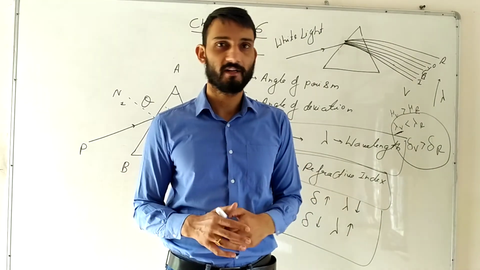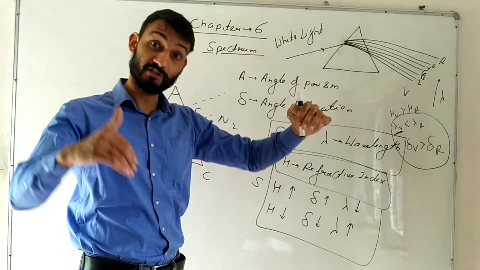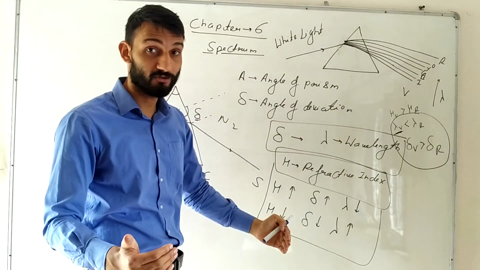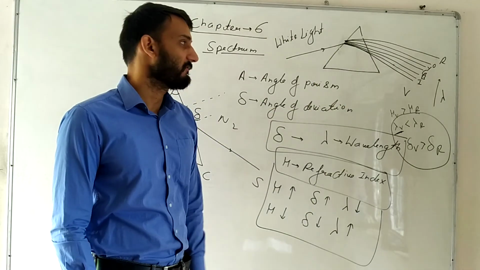Now what is dispersion of white light? The splitting up of white light into its constituent 7 colors when it passes through a transparent material is known as dispersion of white light.